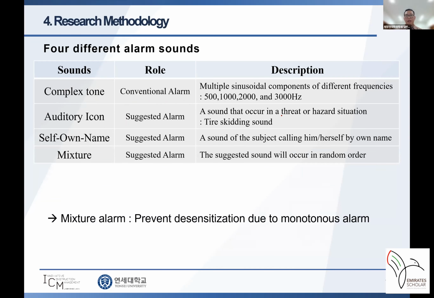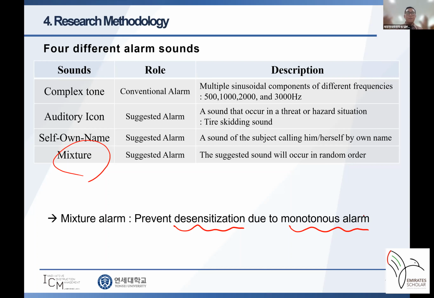But you may wonder whether the recognition performance of the auditory icon and the cell phone name is in the same dimension as the alert fatigue prevention performance. That's why we're adding another alarm system, which is a mixture. Mixture is a suggested sound system in which the suggested sounds, such as the auditory icon and the cell phone name, will occur in random order. The mixture alarm is suggested because it can prevent the desensitization due to a monotonous alarm sound.